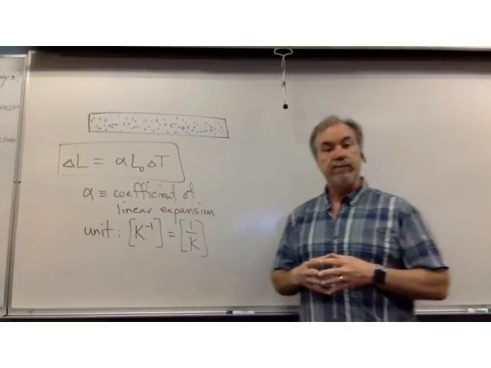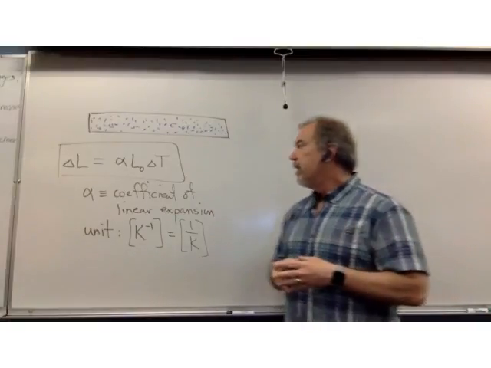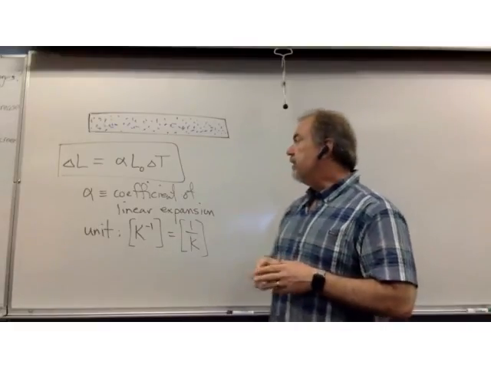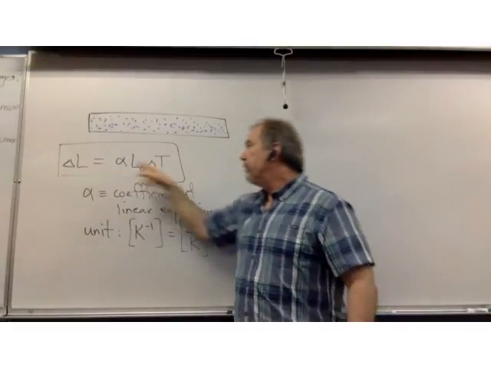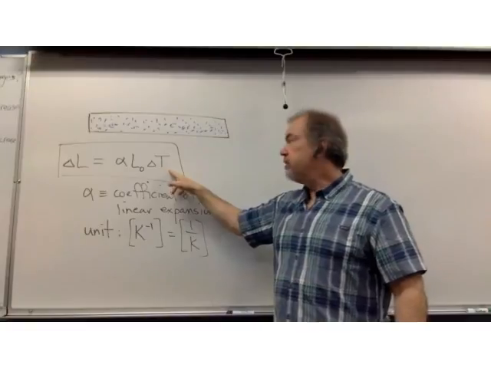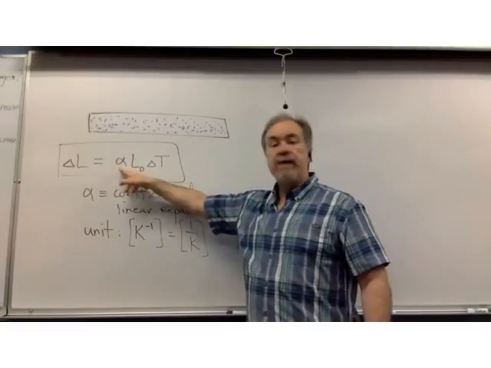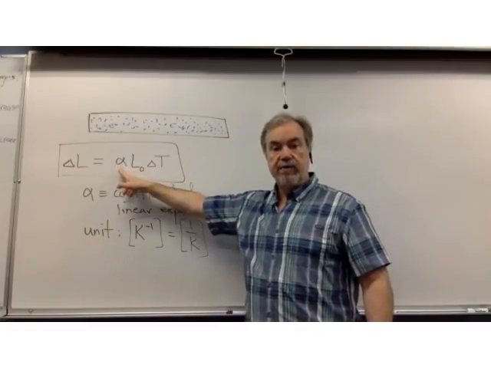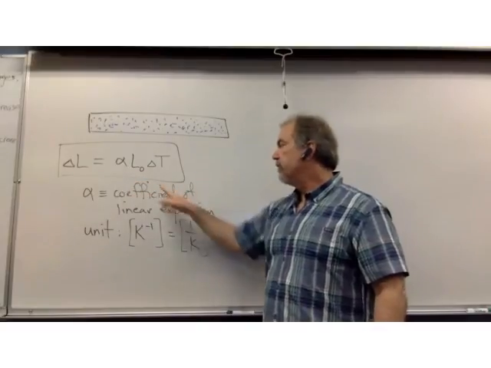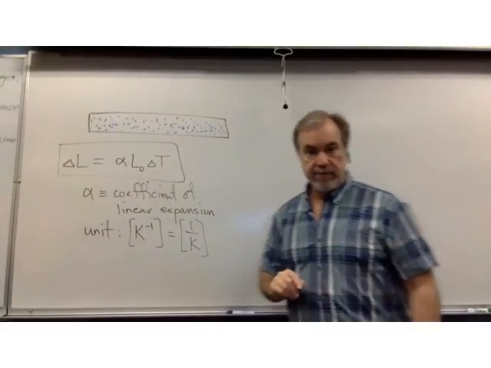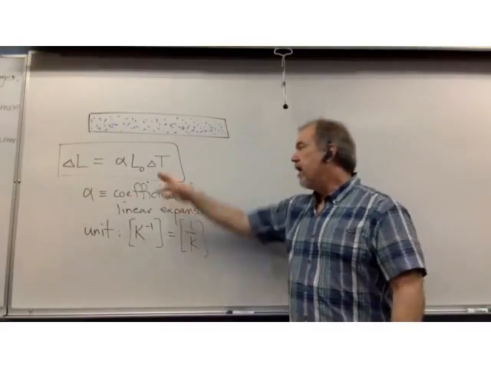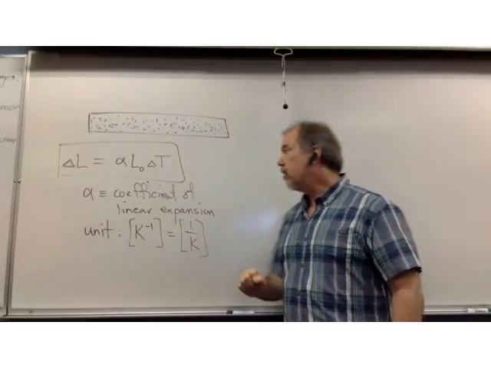more hand-waving and reasonableness than any proof, but whatever, is that the length change depends on how big the temperature change is, what the material is made out of in the form of this constant here that's called alpha, the coefficient of linear expansion, and then perhaps not quite as obviously, how big the object was to start with.